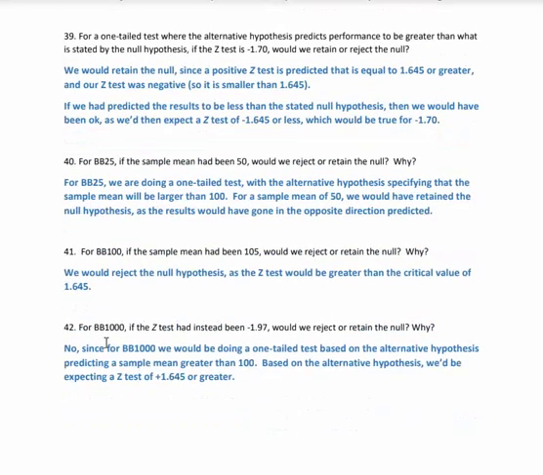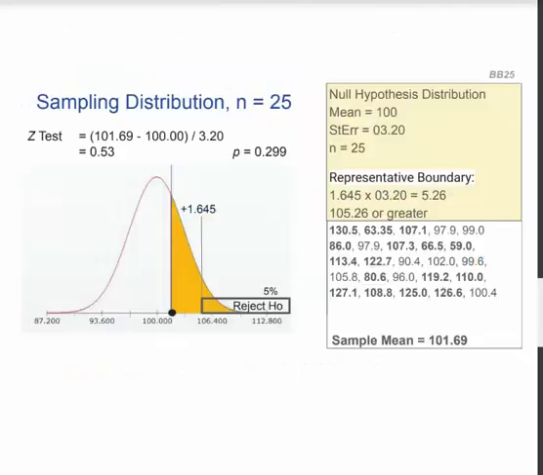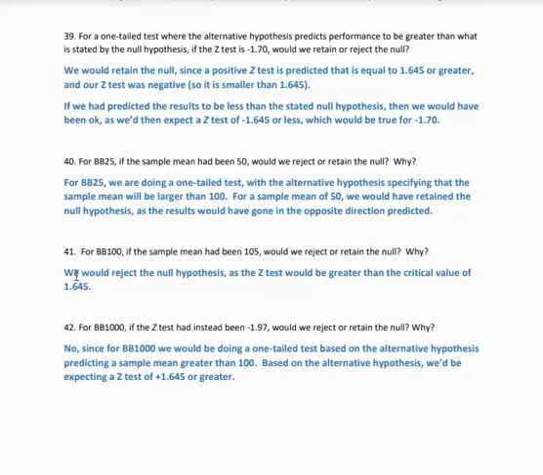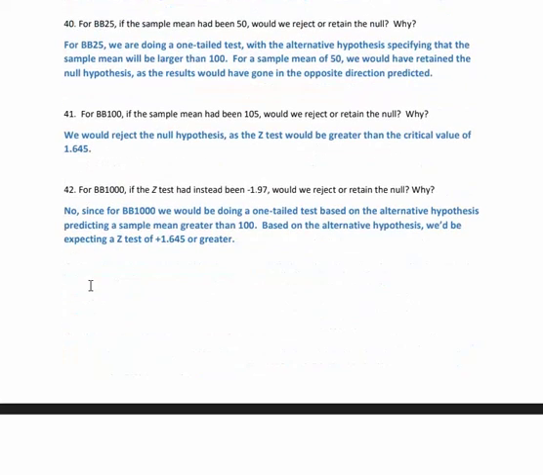41. For BB100, if the sample mean had been 105, would we reject or retain the null, and why? So looking at BB100, if it had been 105, then we would get to reject the null for BB100. Let's see what it says. We would reject the null as the z-test would be greater than the critical value of 1.645.